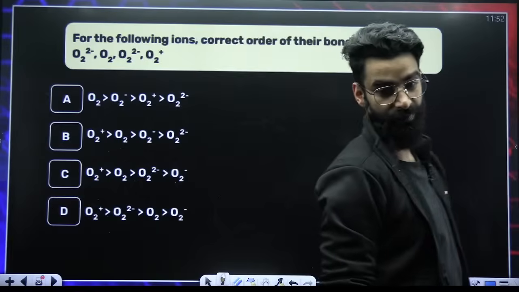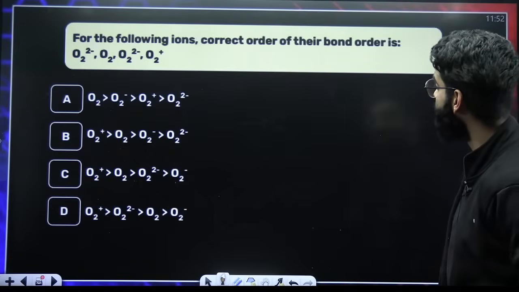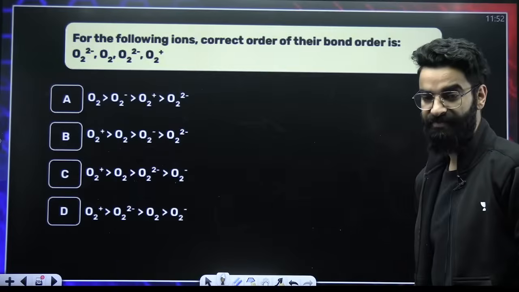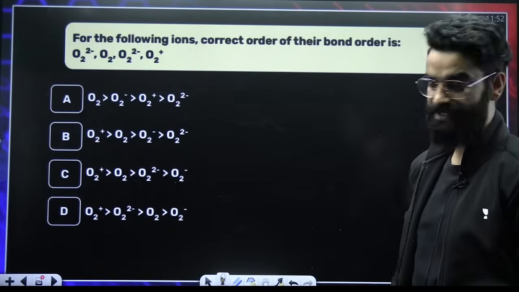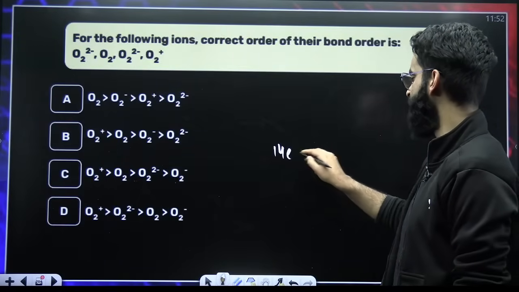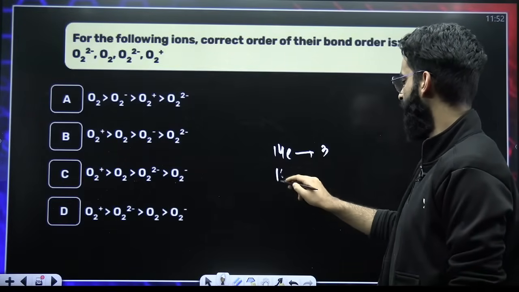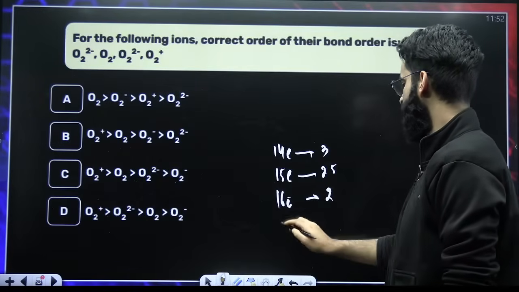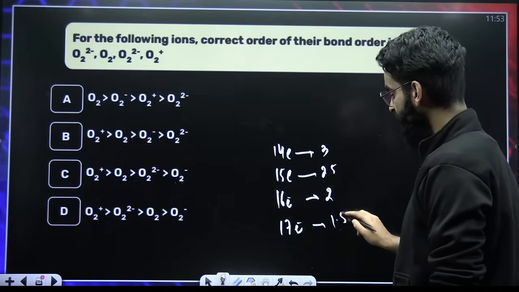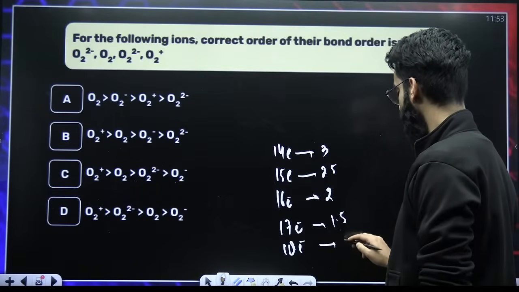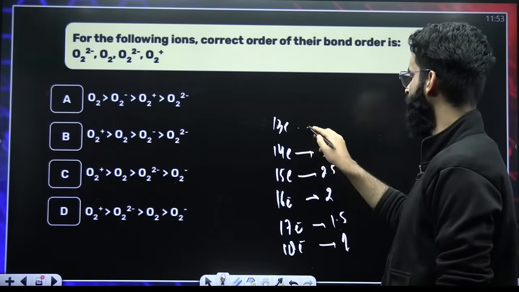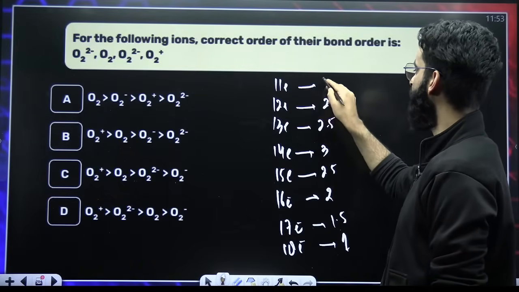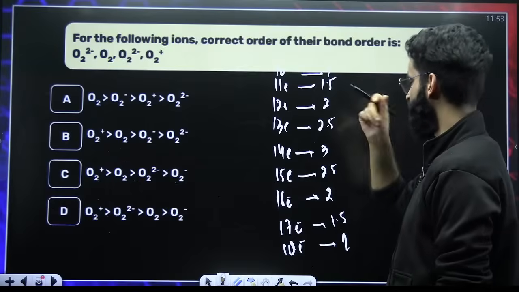You're given the following species, correct order of their bond order. One trick I gave you yesterday, if you remember: 14 electron species, bond order of 3. 15 electron species, 2.5. 16 electron species, 2. 17 electron species, 1.5. 18 electron species, 1. 13 electron species, 2.5. 12 electron species, 2. 11 electron species, 1.5. 10 electron species, 1.